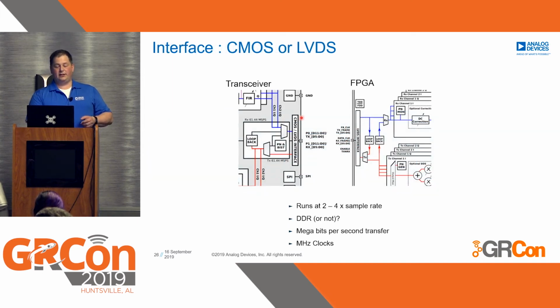And then that gets us to the interface between the transceiver device and the FPGA. So this typically runs at 2 or 4x the sample rate, depending upon what chip it is. This is pretty chip specific. Some of them are DDR, meaning that for every clock edge, for every rising and falling edge, you get 2 data transfers. And typically the clocks are in megahertz, but it's a megabits per second transfer. And this would be for CMOS or LVDS.